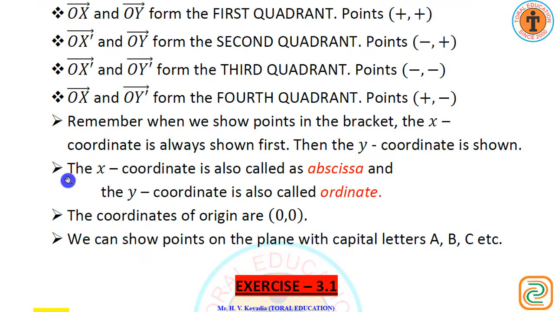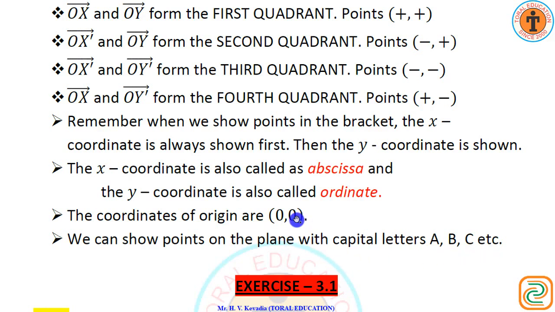Now the x coordinate is also called the abscissa. Remember the name abscissa. And the y coordinate is also called the ordinate. Abscissa and ordinate together are called coordinates. The coordinates of the origin are 0, 0, and we can show points on the plane with capital letters A, B, C, etc. We will see this in the exercise.